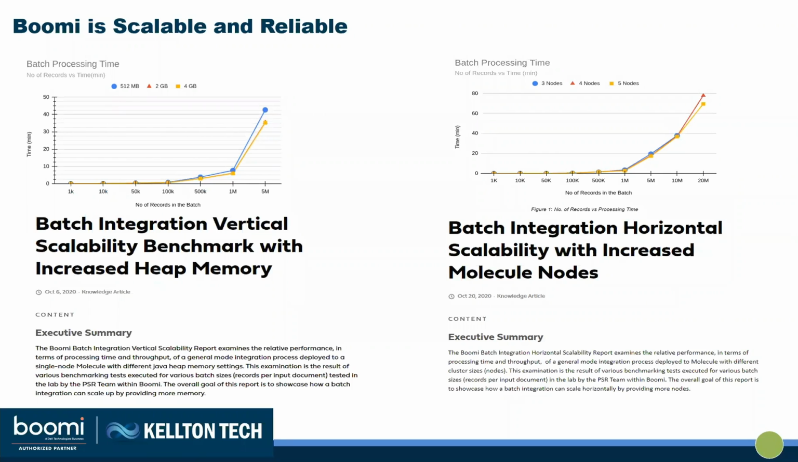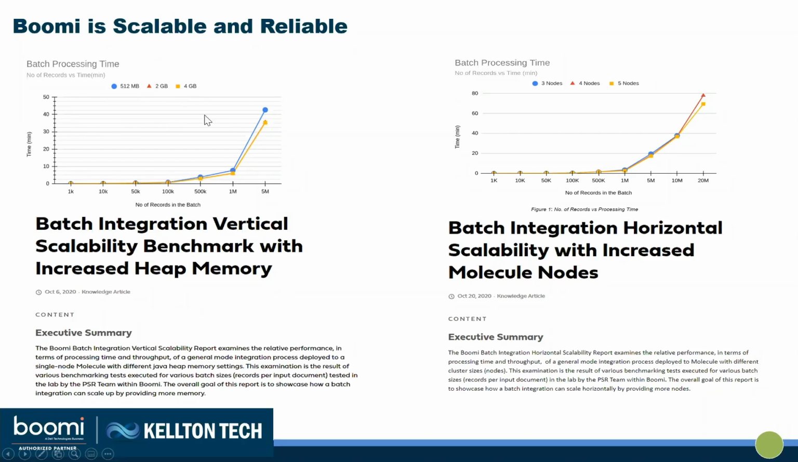Here are a couple of metrics that are gathered from the Boomi community. If you look at the left side graph, it talks about the time and the number of records in the batch. It's a batch processing metric. So as the number of records is around 100K, Boomi is essentially taking less than a minute. If it is 500K, it is taking about 2-3 minutes. And if it is 1 million, it is taking around 5 or 6 minutes.